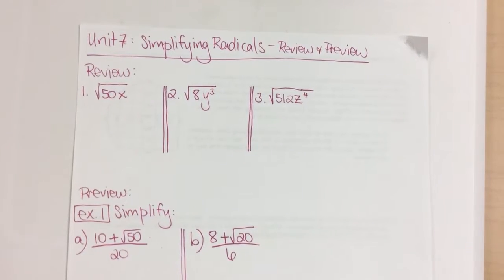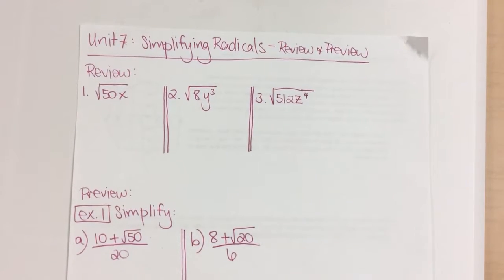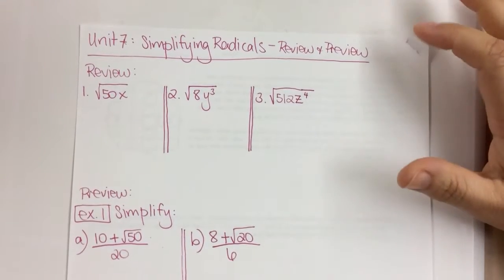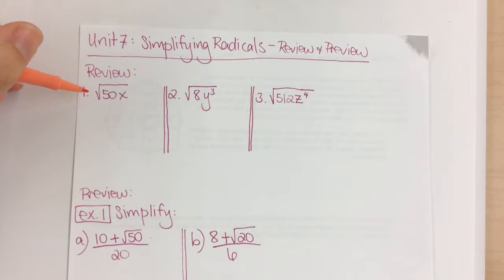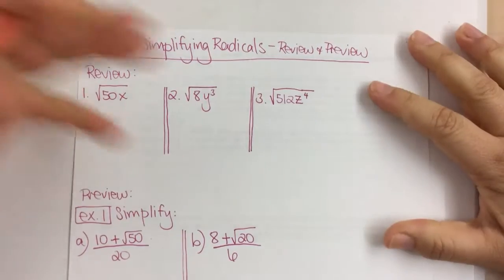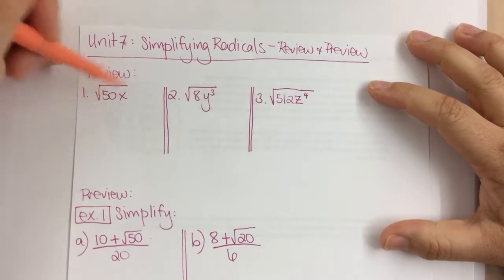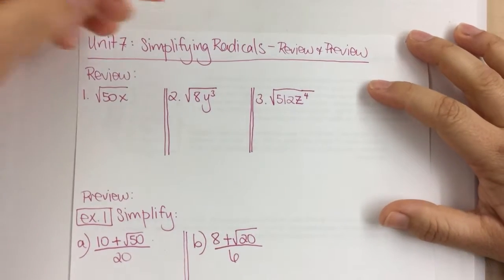Okay, so hopefully you had time, and if not, then it's a good thing we're reviewing because it probably means that you're a little rusty. So remember that when we're simplifying square roots, we're looking for a perfect square that goes into the number and the variable. We'll talk about the variables in a minute.